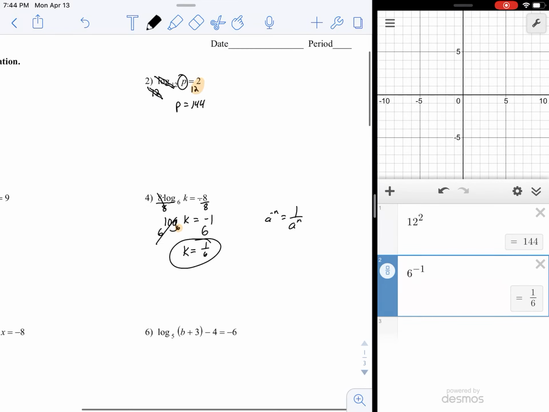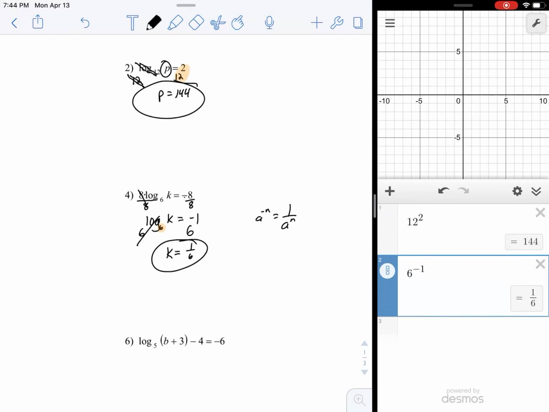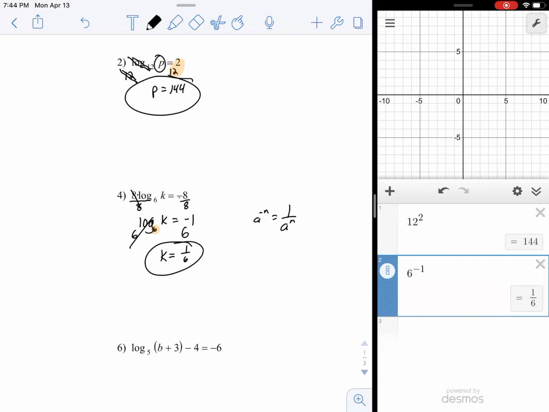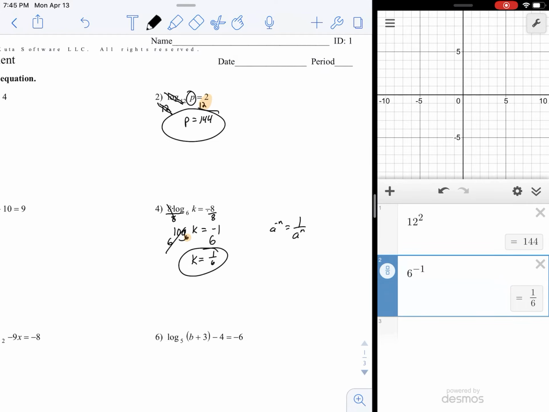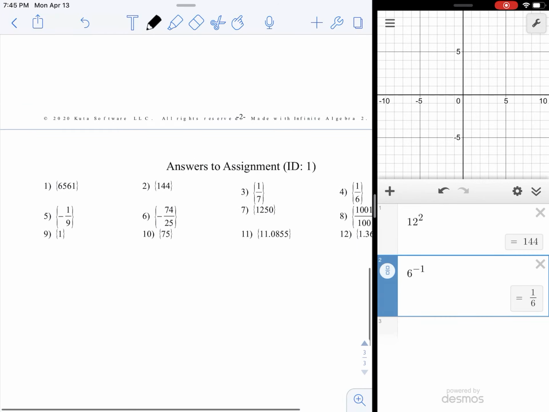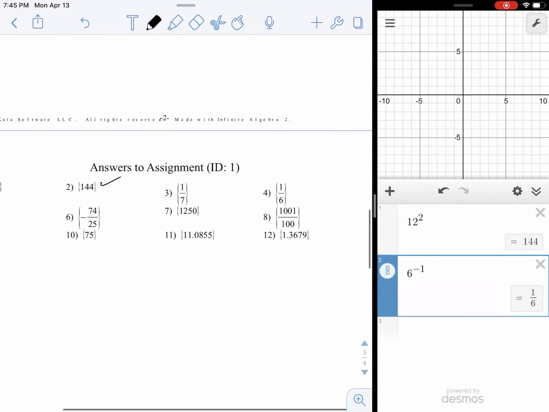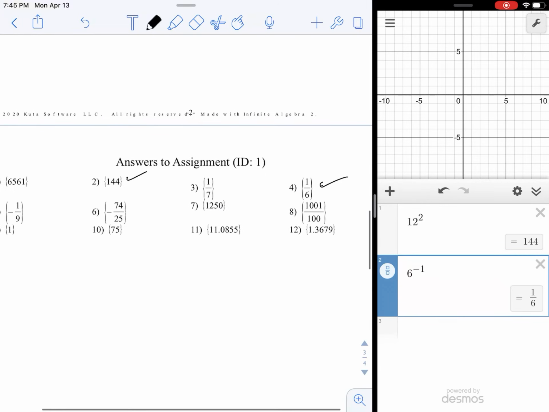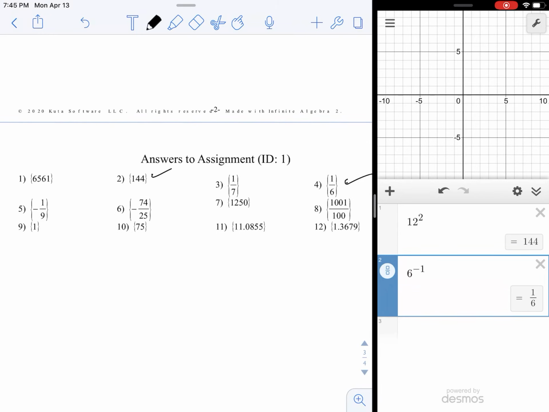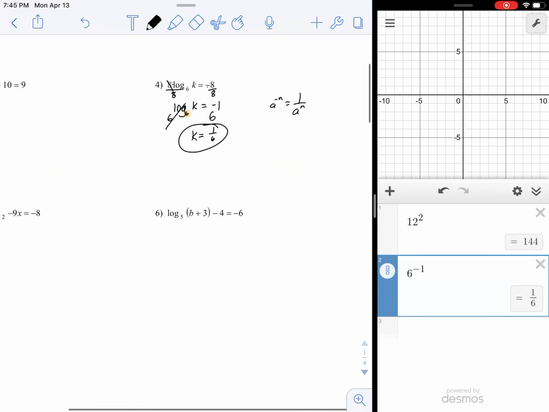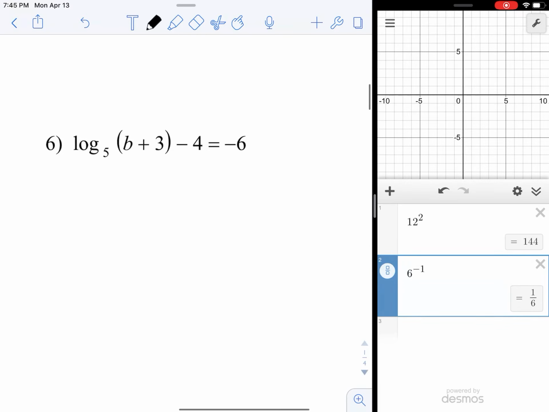And you know what I should do, just for the sake of integrity, I'm going to check the answers, 144 and 1/6. Let me scroll way down, 144, 1/6. And let's preview number 6. Negative 74 over 25 is what we're shooting for when we do this one. So let's see how that's done.